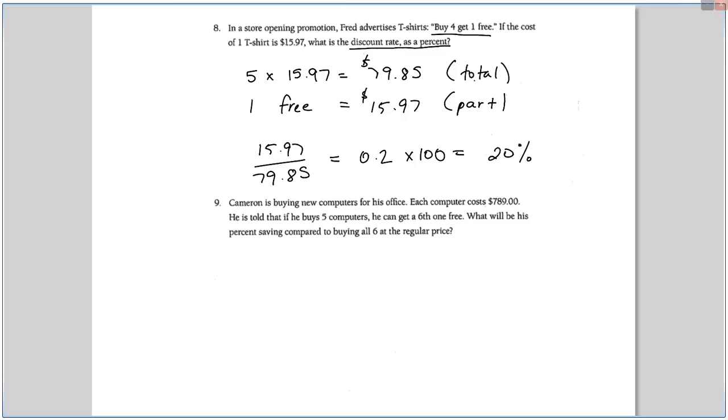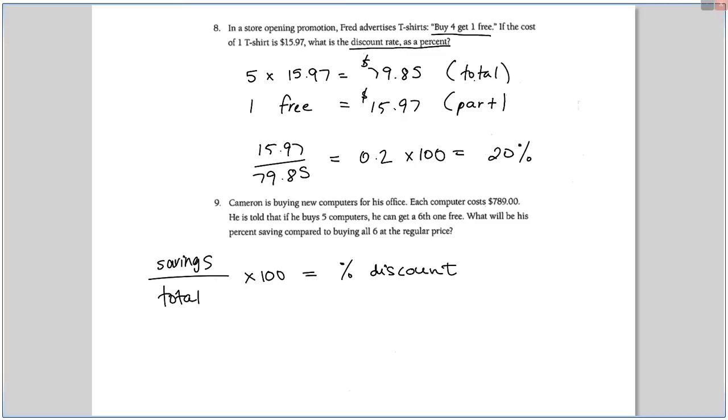Alright, the next question is identical. Let's write a little formula for you. So savings divided by total times 100 is equal to the percent discount. And that's something I would probably jot down on a formula sheet.